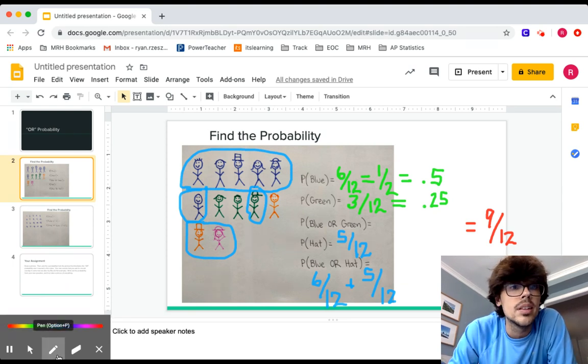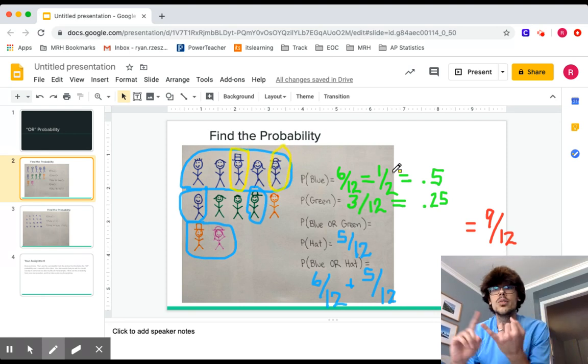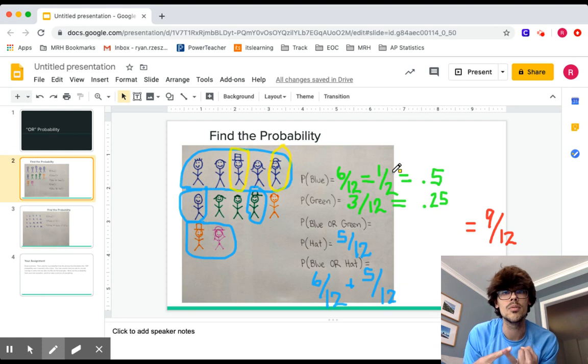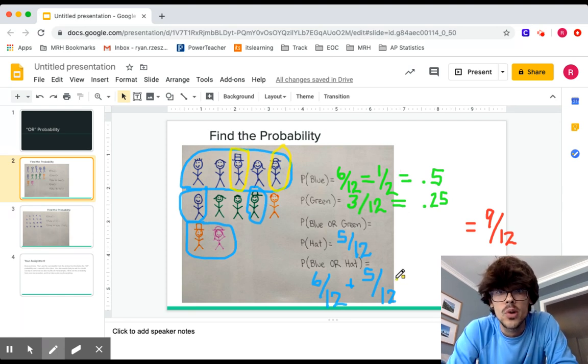The reason that it didn't work out, if you haven't already figured it out on your own, is because of this guy right here and this person here. Those people got double counted. They got counted for blue, and they got counted again for hats. So when you add 2 probabilities together, you have to make sure you don't double count. If there's overlap between them, you have to subtract it out.